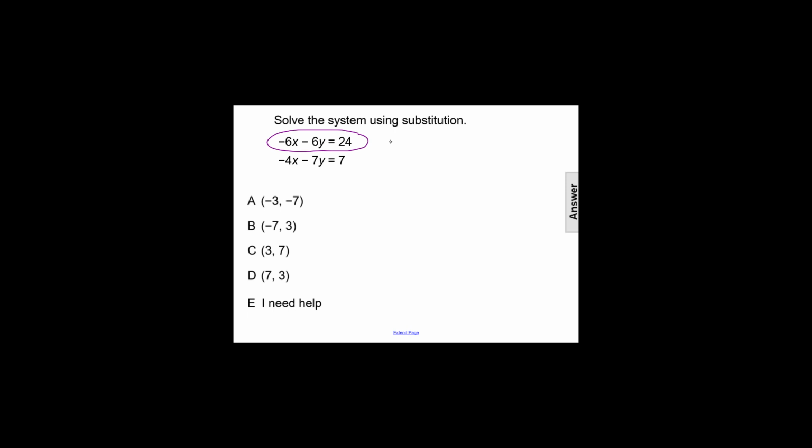So I'm taking negative 6x minus 6y equals 24. First I'm going to add 6y to both sides of the equation. And then I'm going to divide both sides of the equation by negative 6. So that will give me x equals negative y minus 4.